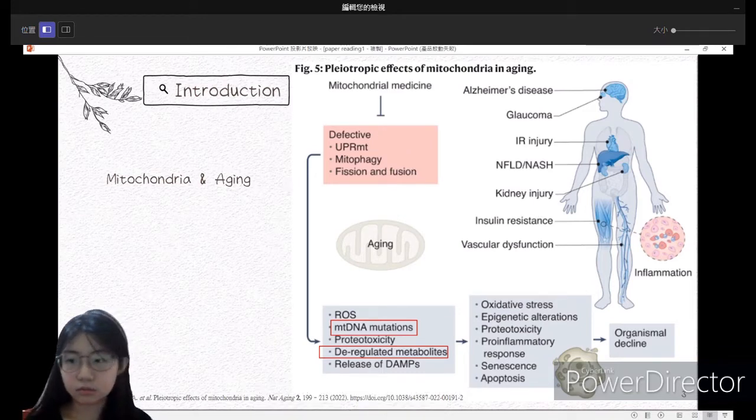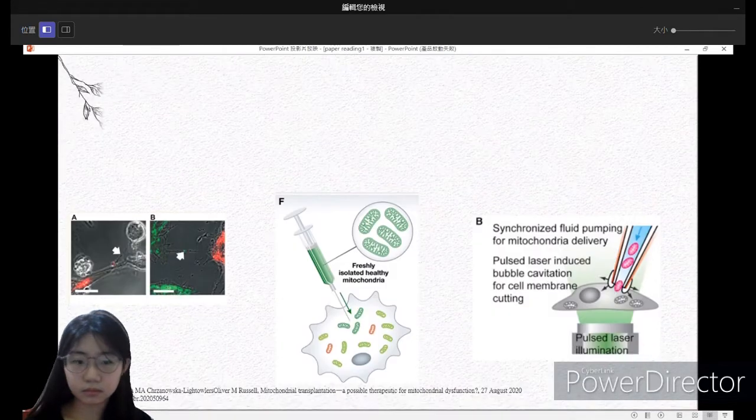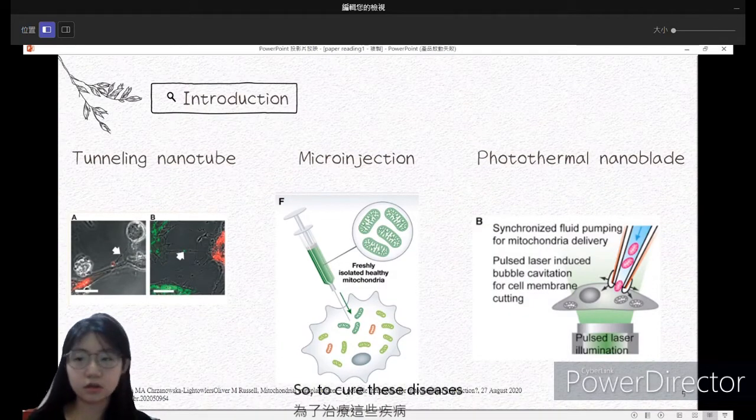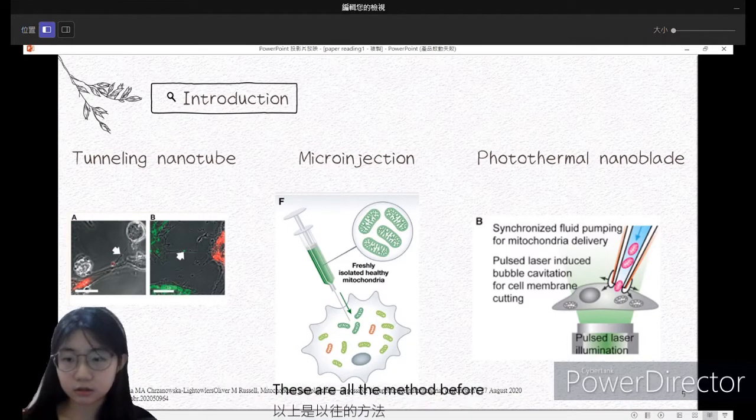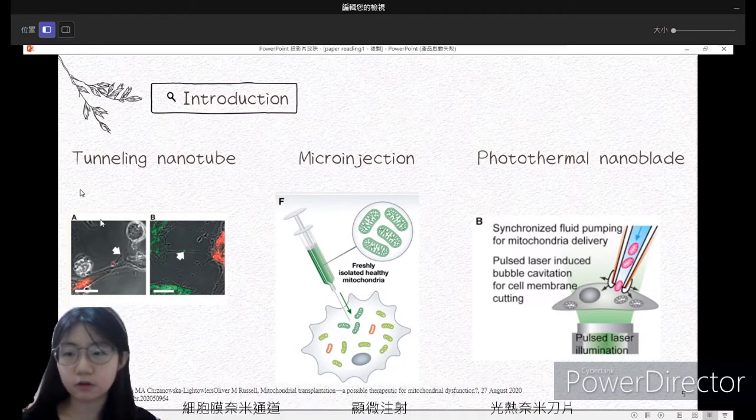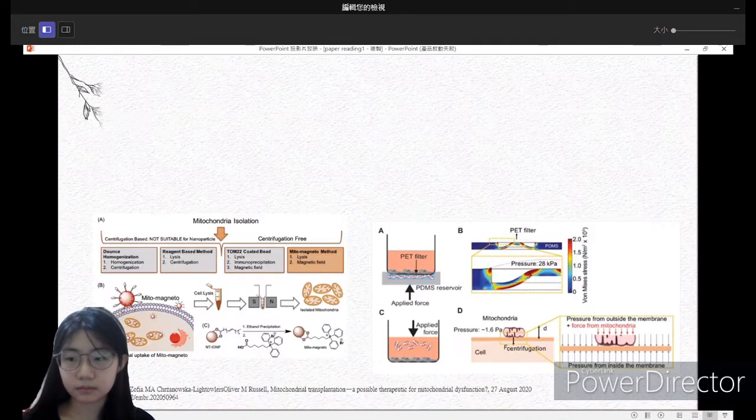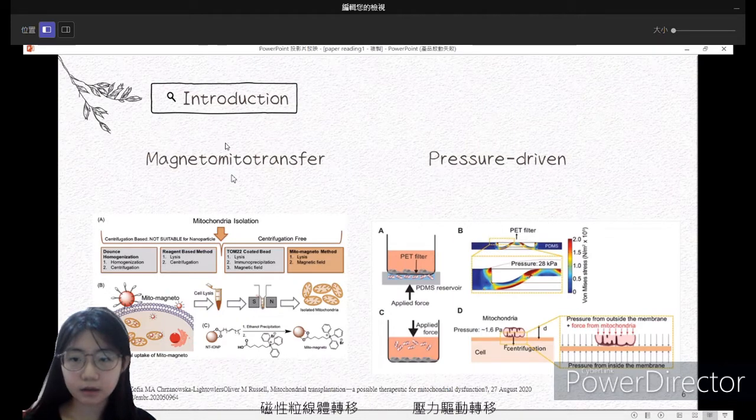So to cure these diseases, the scientists try to transfer young mitochondria into old cells. These are all the methods before, such as tunneling nanotube, microinjection, photothermal nanoblades, mitotransfer, or pressure-driven.